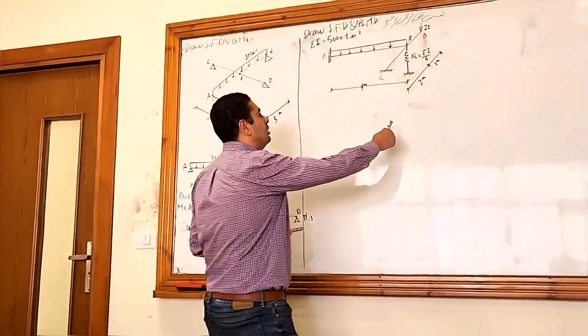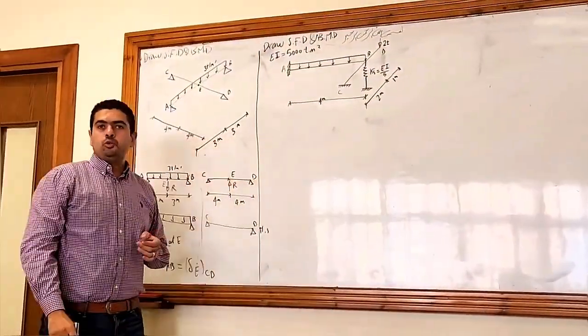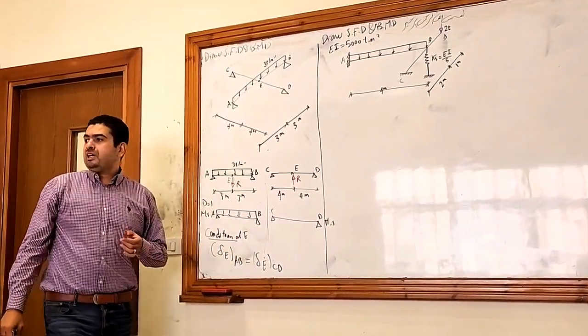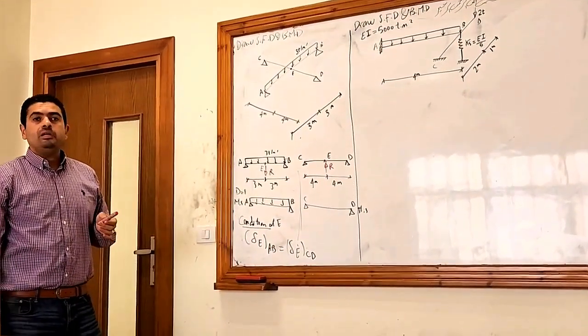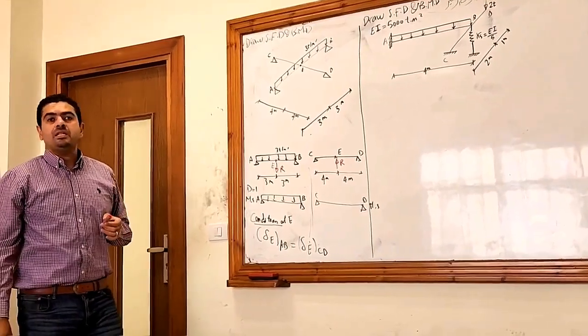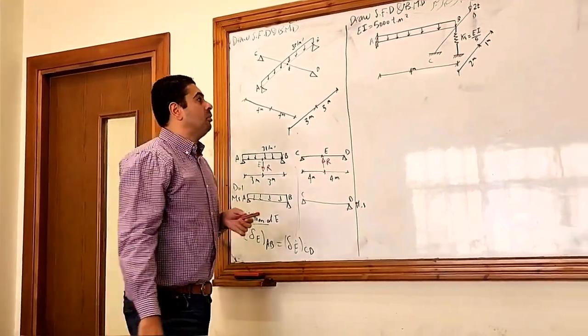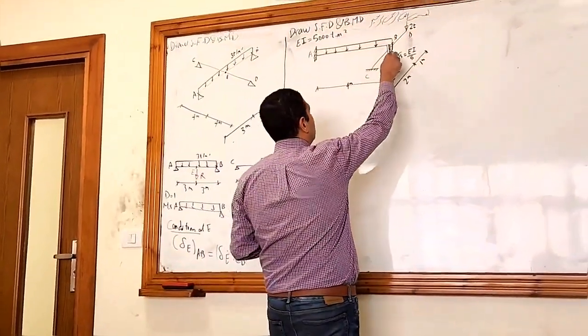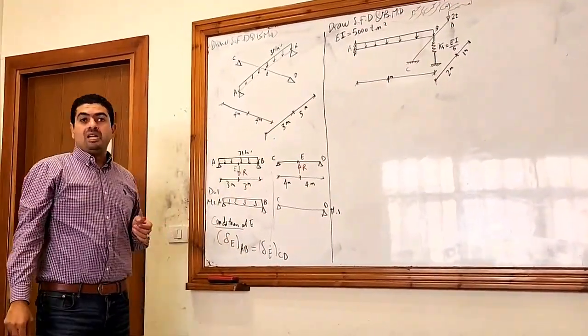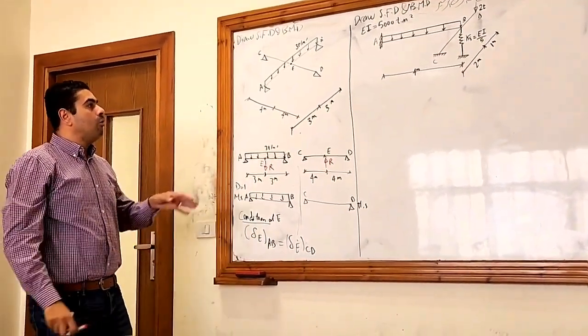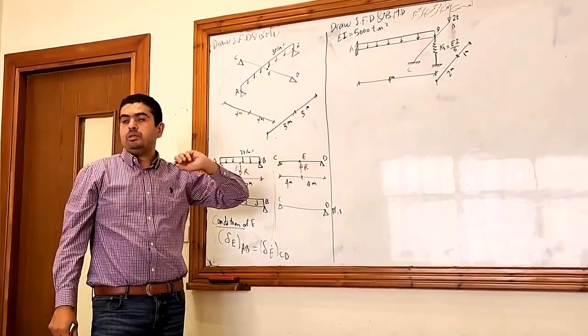Let's solve this one. This is an advanced one. Also two intersecting beams. The first beam AB is a cantilever, and the second beam CD is another cantilever. But at the intersection there is an extra spring. How will we deal with this example?